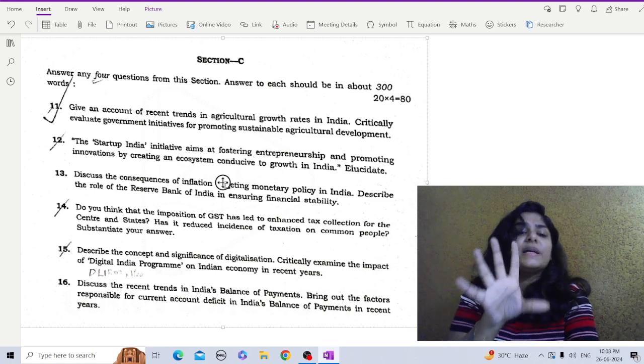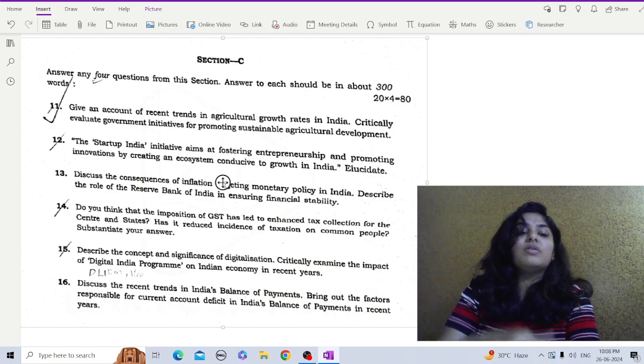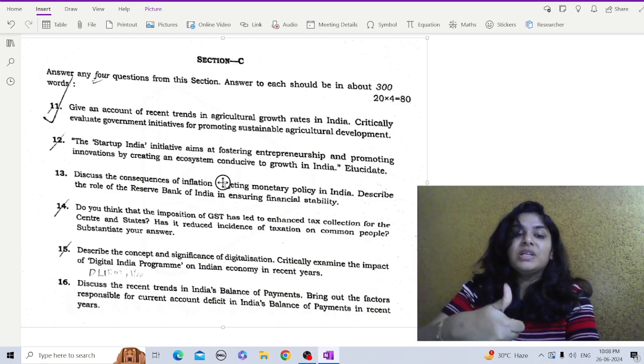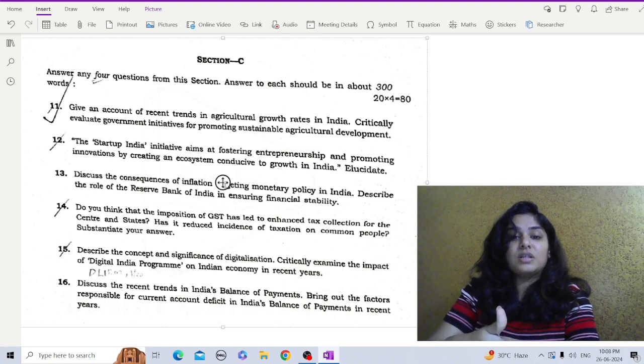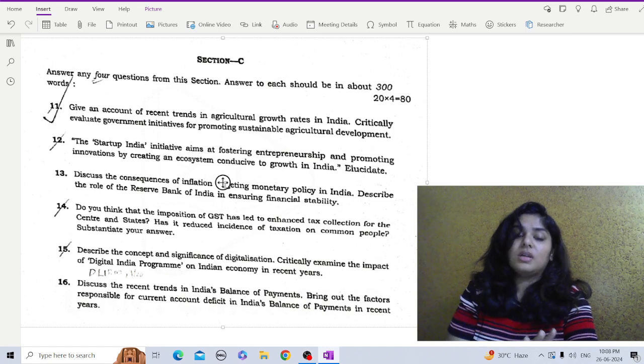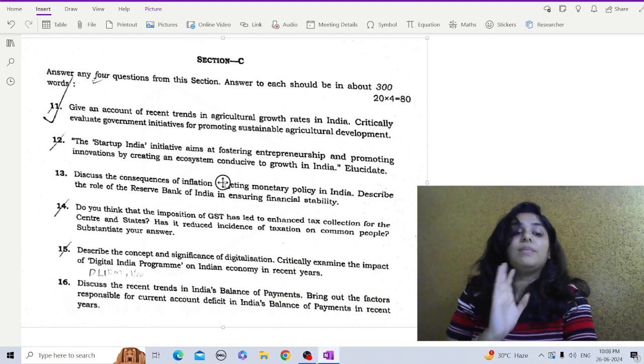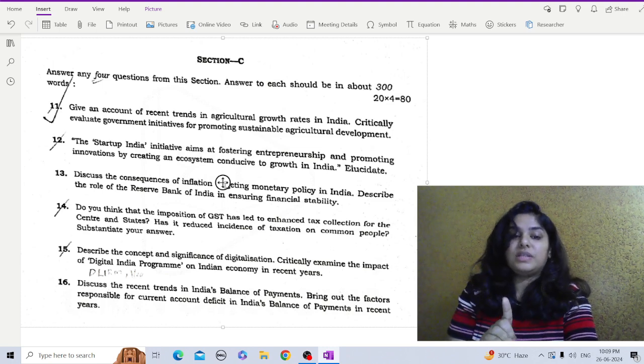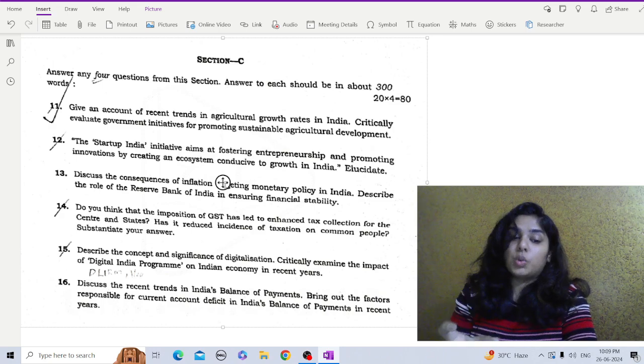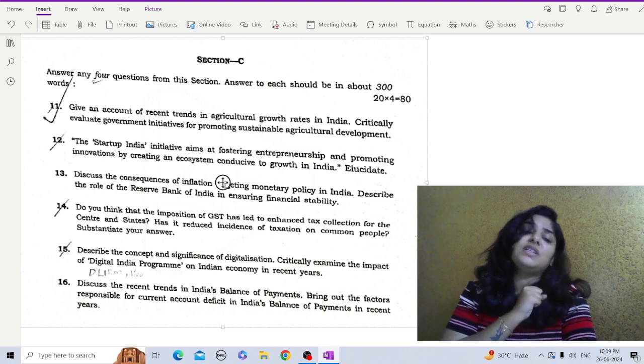So what are the key aspects of digitalization? It includes efficiency and productivity. Digitalization streamlines processes, reduces manual intervention and improves efficiency. It enables faster communication, data processing and decision making, access and inclusivity, and innovation and growth, governance and transparency. So these are all the key aspects of digitalization.